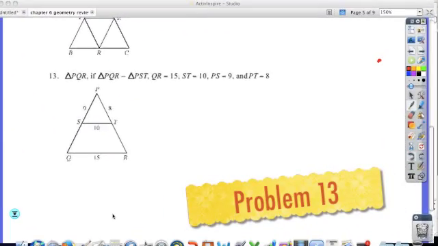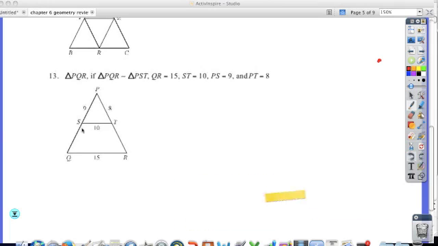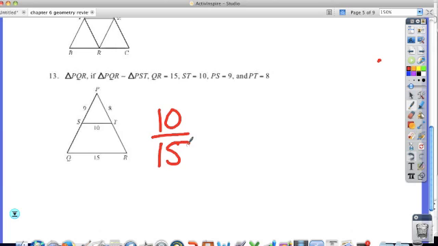Okay, number 13. If PQR is similar to PST, it's labeled QR is 15, ST is 10, PS is 9, and PT is 8. What am I trying to find here? The perimeter of PQR. Okay, so the first thing I need to do is have a brain freeze. Okay. 10 to 15, right?